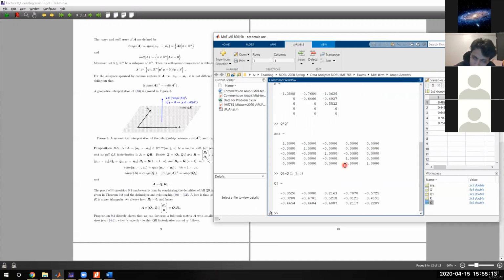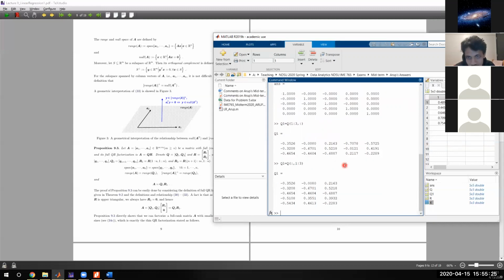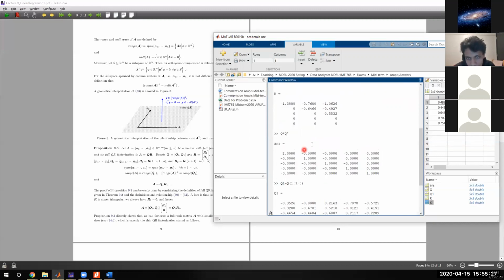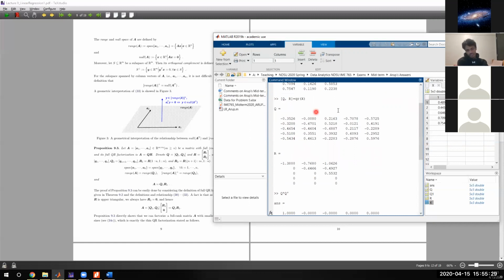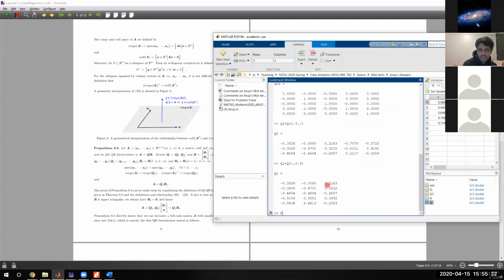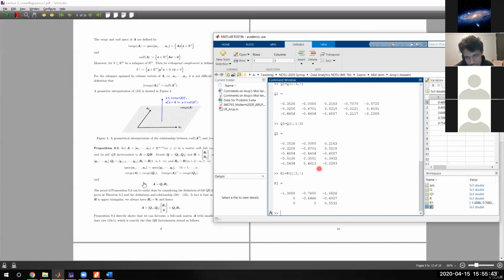Okay, so we can click. Wait, mistake. Q1 is equal to, all rows and columns 1 to 3. This is correct. So that's your Q1, equal to the first 3 columns of your Q. And your R1 should equal to what? Equal to the first n rows of your R. So that means 1, 2, 3 rows and all columns. And then I claim that A is equal to Q1 times R1.